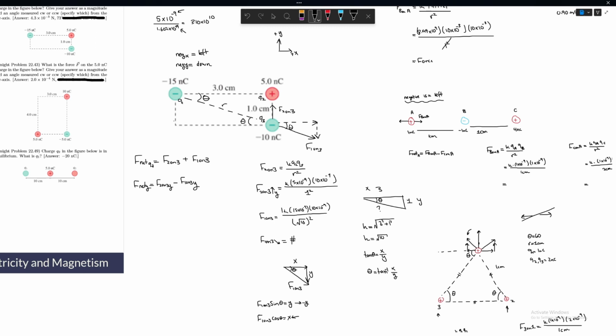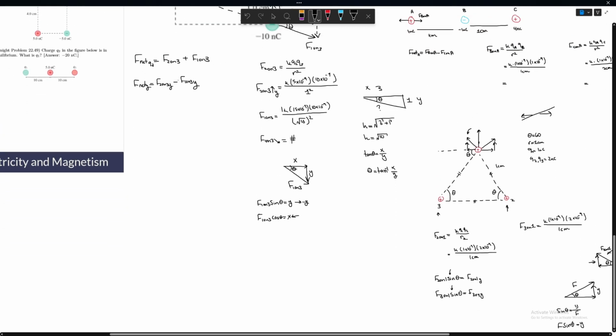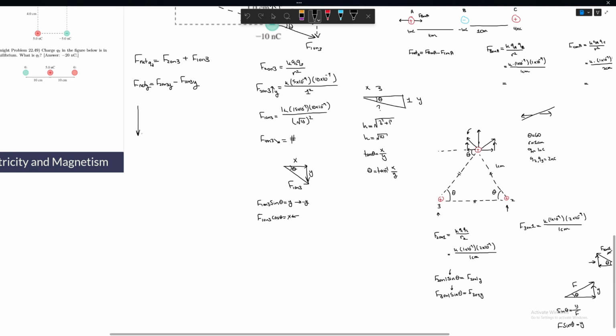I feel like it's down. Let's assume it's down. Whatever you get here, if you get negative, it's down. If you get positive, it's up. Okay, so assuming it's down, what you'll get is your y down, and then we know our x is positive, so it just goes this way.